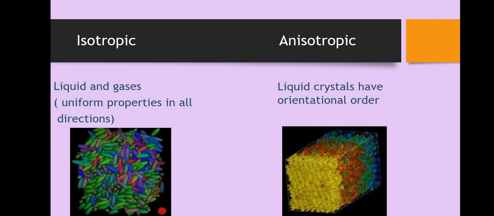Isotropic and anisotropic. What do we mean by isotropic and anisotropic? Isotropic means it has uniform properties in all directions, while anisotropic means they have different properties in different directions. Liquids and gases are examples of isotropic, and liquid crystals come under the category of anisotropic. Liquid crystals are highly anisotropic fluids that exist between the solid and the liquid phase. This dual physical property is referred to as mesomorphism.